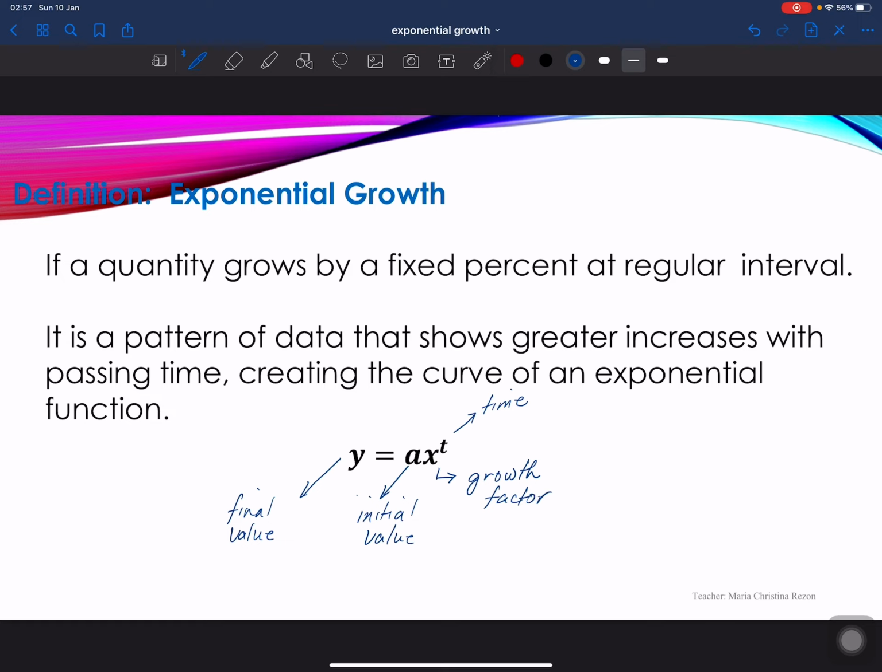And since we have exponential function, our exponential growth has a shape that looks like this. So if this is your xy plane, so this is your y-axis, this is your x-axis, then the shape of our exponential growth will be increasing. So it will be like that.